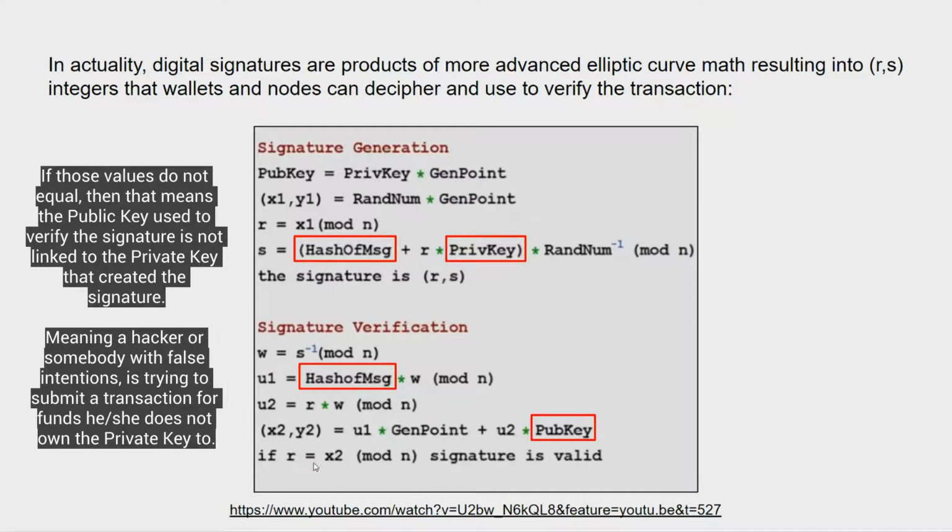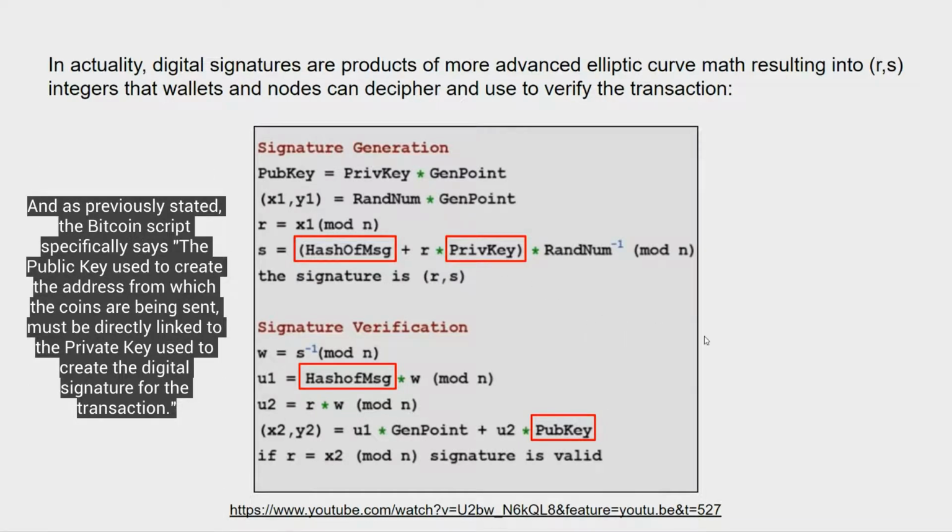If these do not equal, then that means the public key used to verify the signature is not linked to the private key, meaning a hacker or somebody with false intentions is trying to send a transaction that he or she doesn't own the private key to.